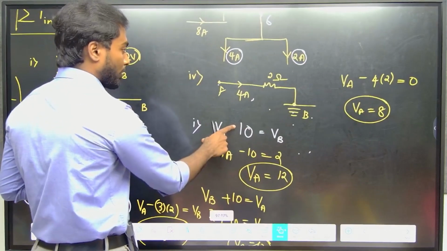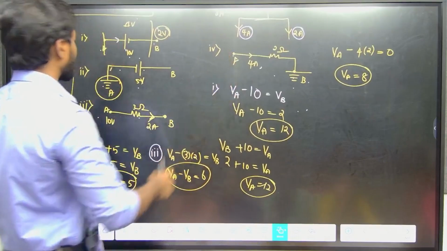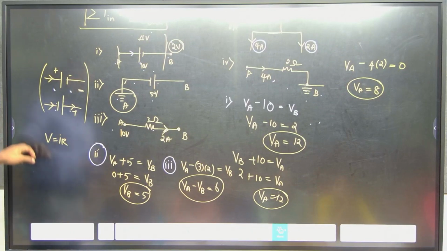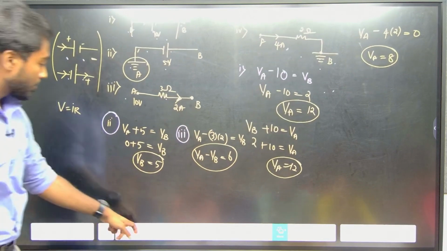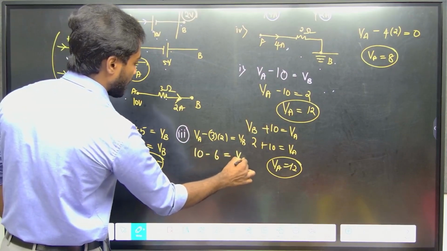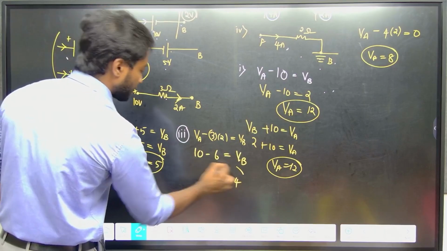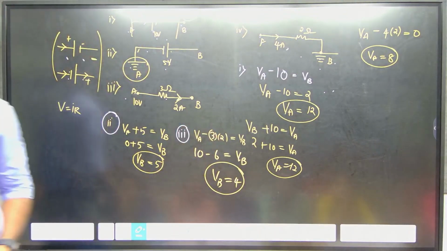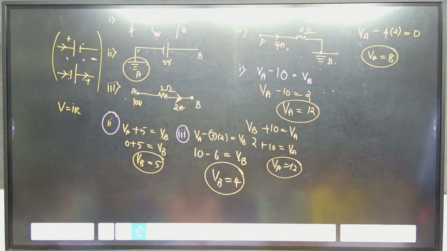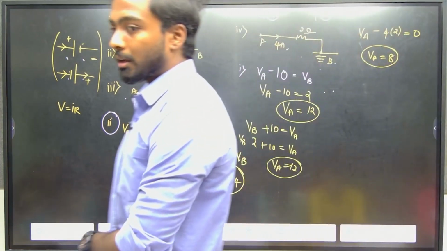So once you copy down, if anyone has a doubt, call me, I will explain. Which one? Third one, what happened? Okay. So if it is 10 minus 6 equals VB, then VB equals 4. Okay. If you are having any doubts, please let me know. I will give a problem now. This is one of the important problems from the JEE Mains, EAPCET or NEET point of view.